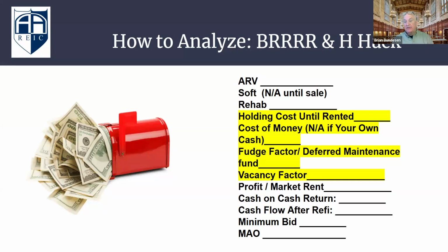Cost of money, fudge factor, deferred maintenance, because now you're buying a house that you're going to keep for a long term. That means you're going to have knowledge of the age of the roof, age of the furnace, age of the HVAC, age of the plumbing, age of the electrical, age of the appliances, and the lifespans for all of those corresponding elements.